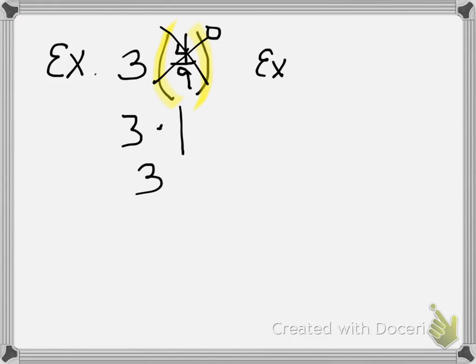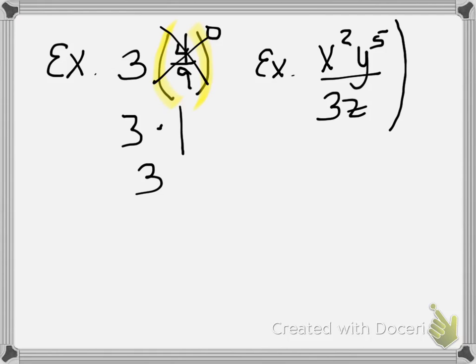And then the last example in that section, they have x squared y to the 5th over 3z, and everything is taken to the 0 power. Don't let it confuse you with all the variables and exponents and numbers. This whole thing is being taken to the 0 power. So the answer is 1.